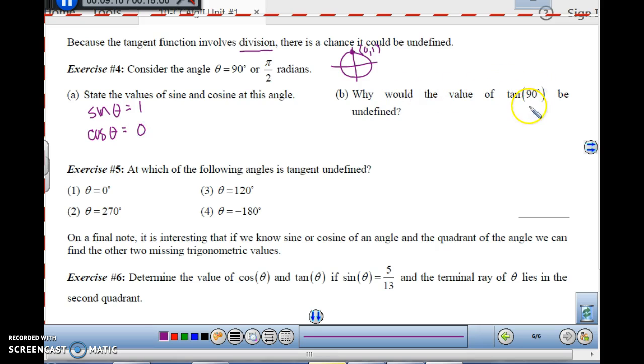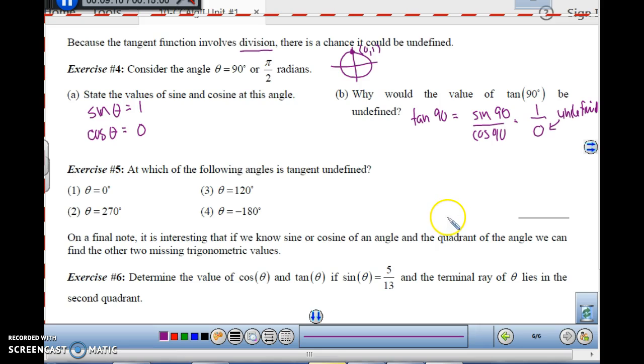Okay, so why would the value of tan 90 be undefined? Well, remember that tan of 90 would equal the sine of 90 over the cosine of 90. Sine of 90 we said is 1, cosine of 90 is 0. Well, you divide by 0, that is undefined. So you can't divide by 0 because the cosine of 90 is 0. That makes this undefined. So you cannot have tangent of 90. It's an undefined term.